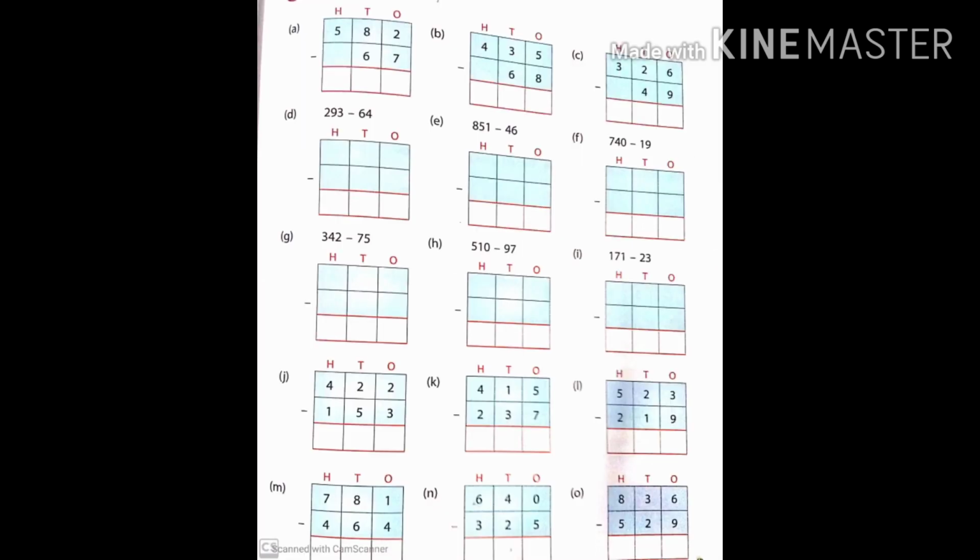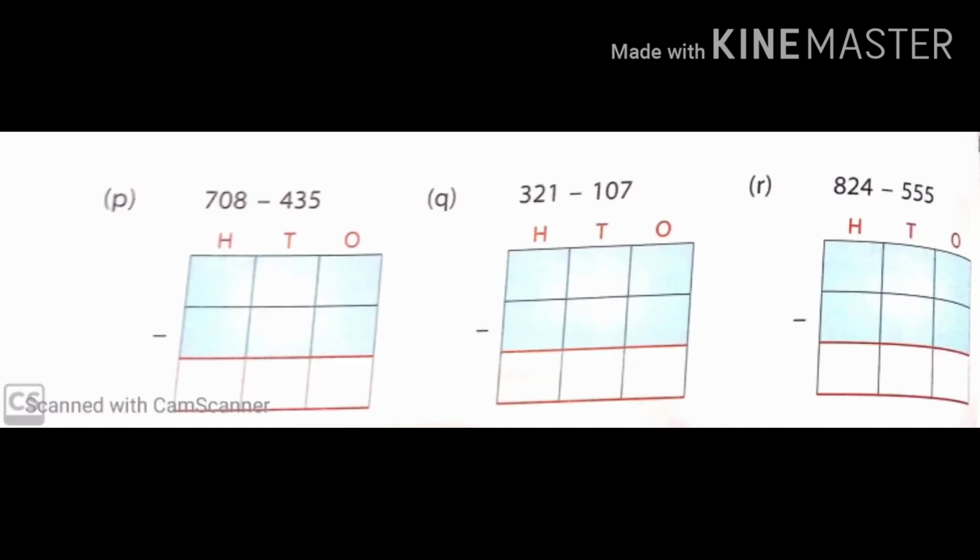See? Exercise number 3. Subtract the numbers. 582 minus 67, 435 minus 68, 326 minus 49, 293 minus 64, 851 minus 46, 740 minus 19, 342 minus 75, 510 minus 97, 171 minus 23, 422 minus 153, 415 minus 237, 523 minus 219, 781 minus 464, 640 minus 325, 836 minus 529, 708 minus 435, 321 minus 107, and 824 minus 555.